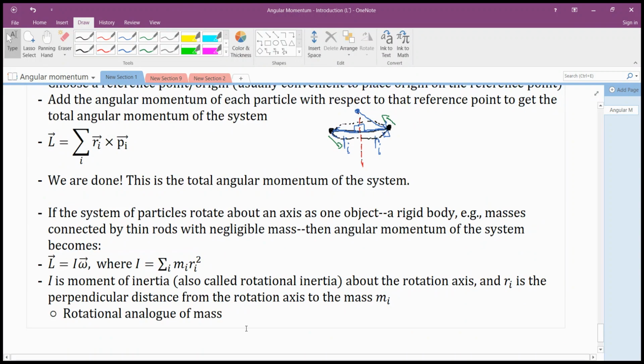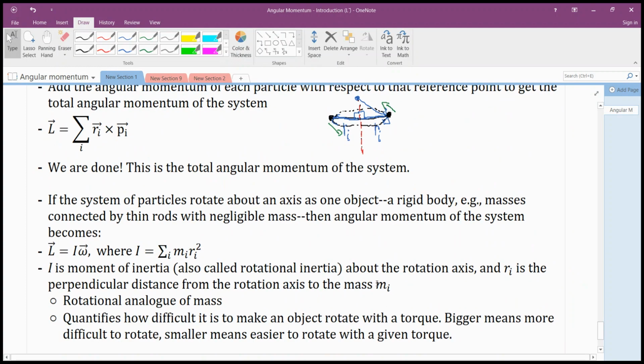The moment of inertia is the rotational analog of mass. It quantifies how much resistance an object has to rotation. Or another way to put it, it quantifies how difficult it is to make an object rotate with a torque. So if you have a given torque, if you have bigger moment of inertia, the more difficult it is to rotate. And if you have smaller moment of inertia, it is easier to rotate.